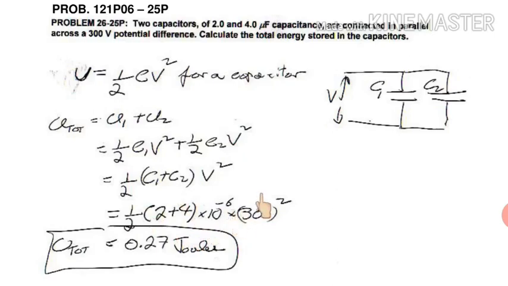And V is given how much? 300. So in place of V square, we will write 300 square. So when we will solve it, finally what will be the energy? The total energy will be 0.27 joule. So I think the question is clear.